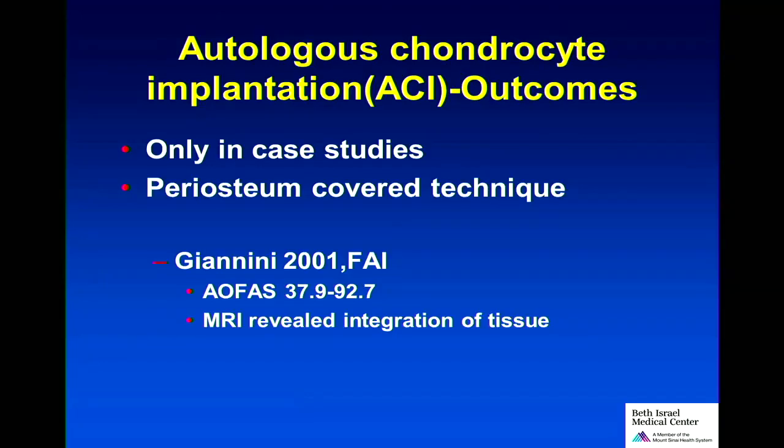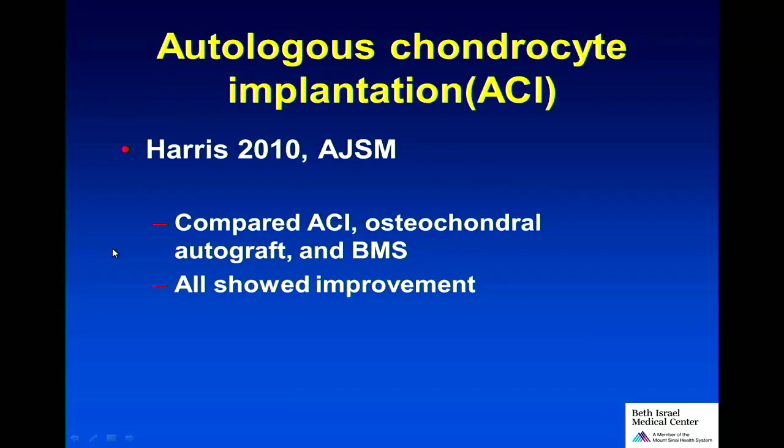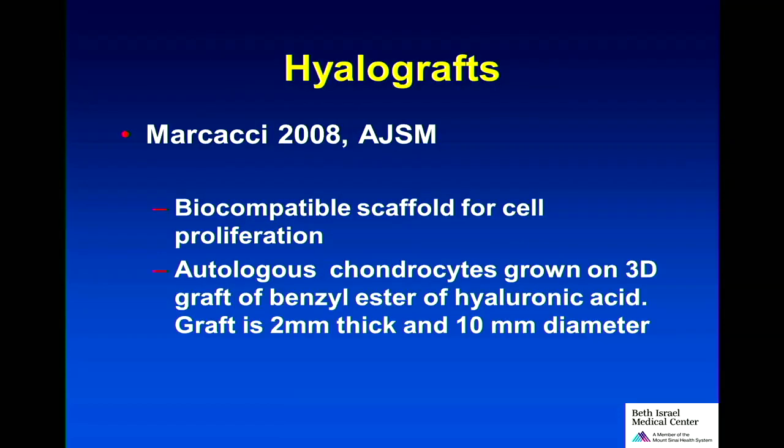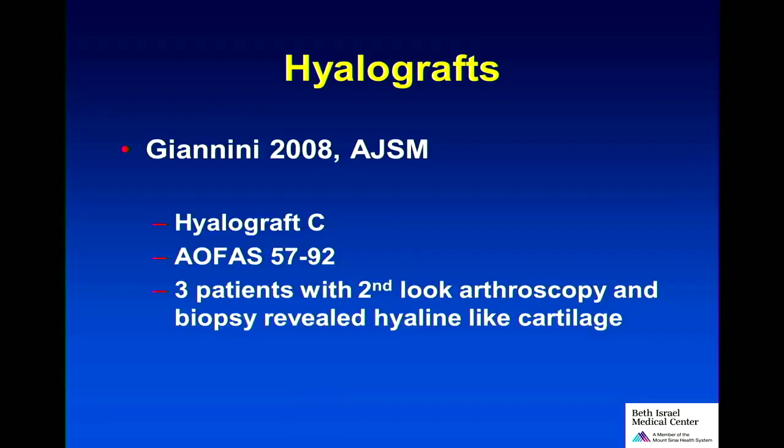The results for the first generation are fairly good. There was good improvement of scores, and MRI showed some good integration of tissue. Harris compared ACI to osteochondral autograft and bone marrow stimulation and showed all improvement with really no differences between the three. Marachi described a type of graft that is a benzyl ester of hyaluronic acid, which is called a hyalograft. The results of those show some good improvement of scores and biopsy showing some hyaline-like cartilage of the subsequent graft.